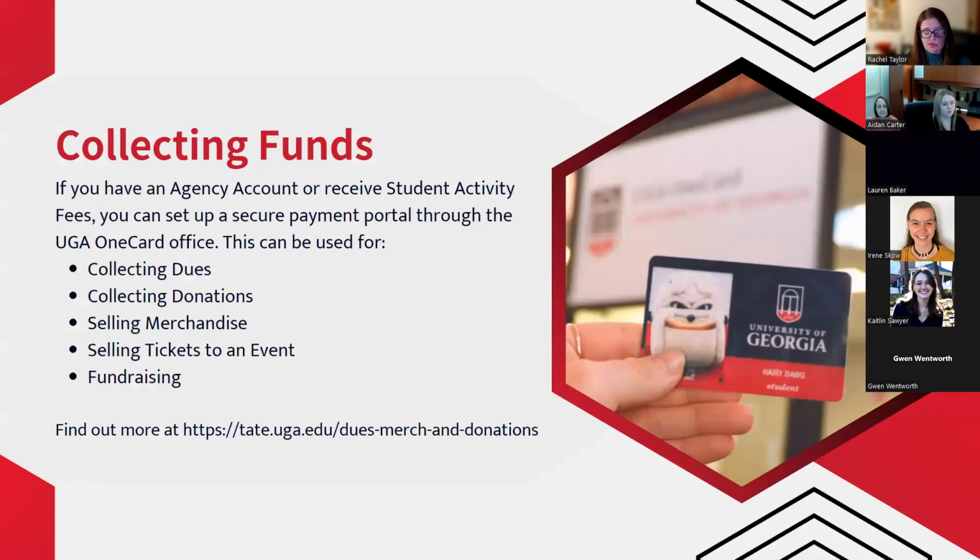Collecting funds, I mentioned in a couple slides prior, when you're thinking about selling tickets or collecting donations, if you have an agency account or receive student activity fees, you can set up a secure payment portal through the UGA One Card office. This is an incredibly secure platform for collection of funds. I've listed some examples here of what that link can be used for. So things like collecting dues or donations, or selling merchandise or tickets to an event, and also general fundraising.